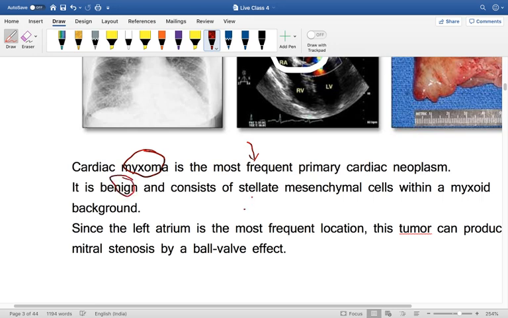It has stellate mesenchymal cells. That means star-shaped mesenchymal cells with a myxoid background, which is a classical feature. What is the most frequent location of cardiac myxoma? Left atrium. And it can produce mitral stenosis. But one hot question, shall I tell you? Paper out.